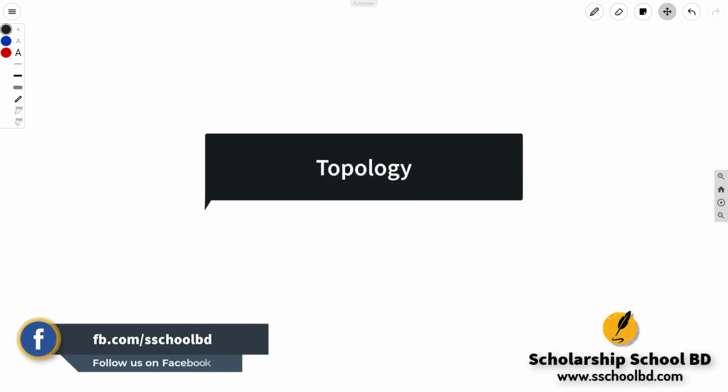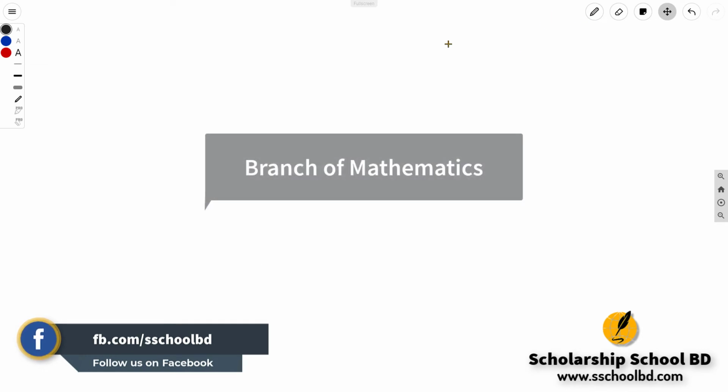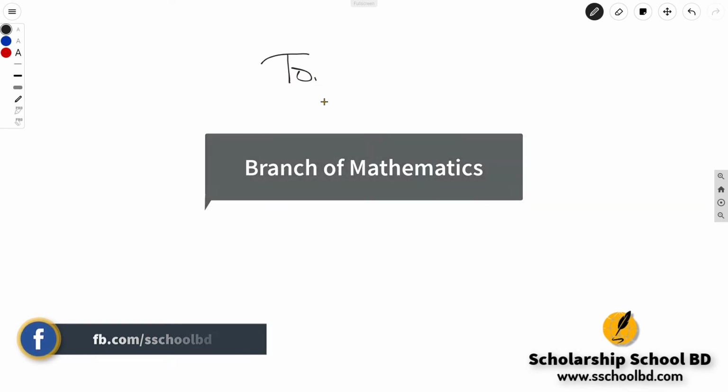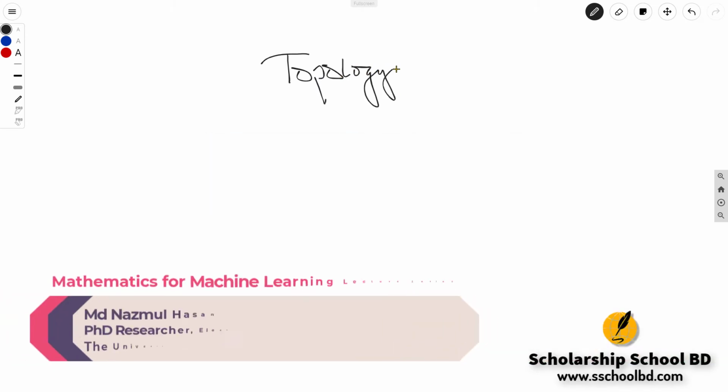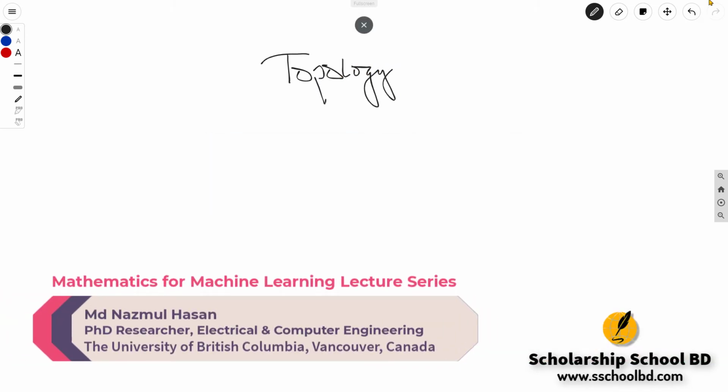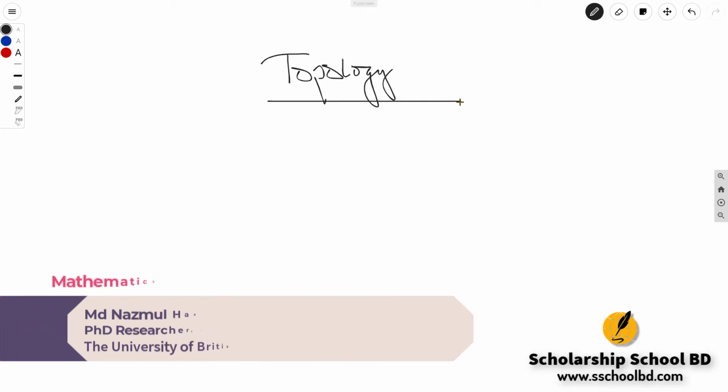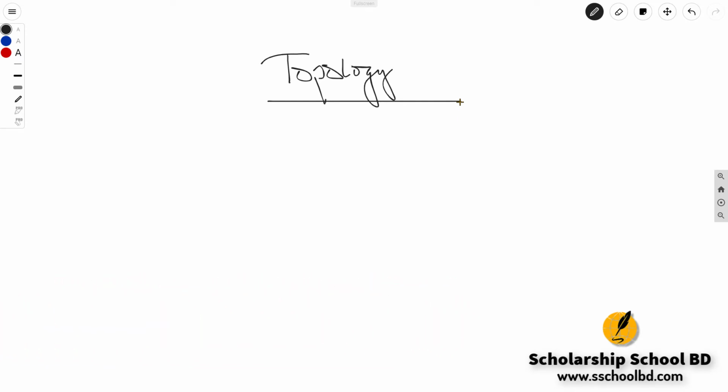of topology. Topology is a branch of mathematics where you study geometrical properties of objects under various kinds of deformations, such as stretching, compressing, and things like that. Under this type of deformations, the object's geometrical property will remain unchanged. So this type of behavior or characterization can be studied in the field of topology.